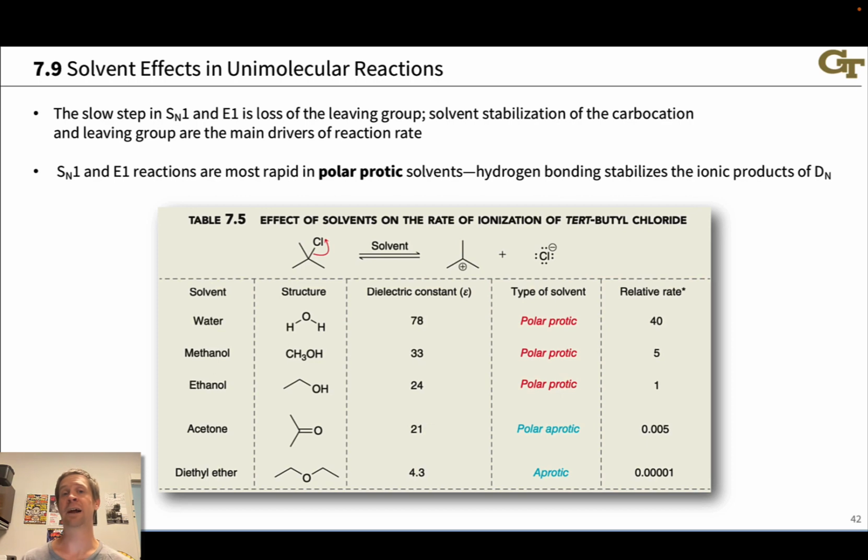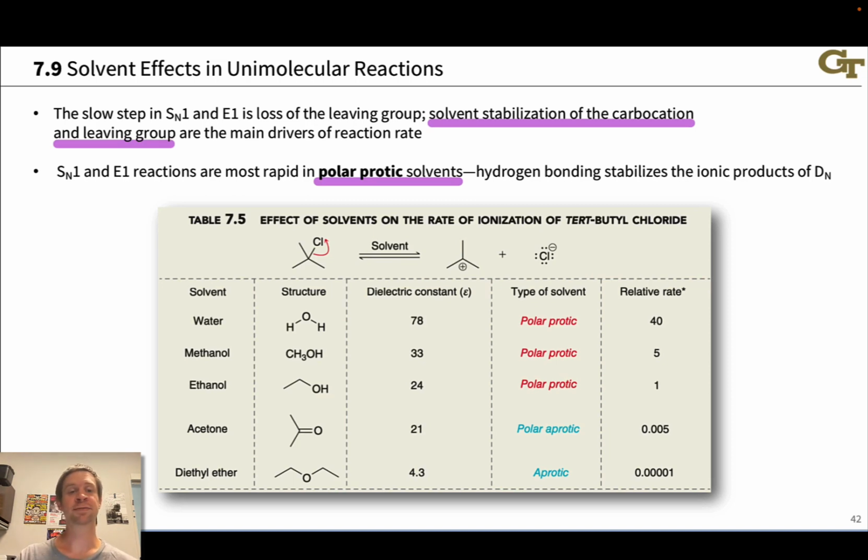In the SN2 reaction, protic solvents are actually disadvantageous, actually slow the reaction by hydrogen bonding to the nucleophile. For SN1 and E1 reactions, however, polar protic solvents accelerate the reaction dramatically because hydrogen bonding stabilizes the ionic products of the initial loss of a leaving group step. And so we have a different solvent effect here where polar protic solvents are advantageous for SN1 and E1 reactions. It's all about that first step in which the carbocation and the conjugate base of the leaving group, for example, Br- or Cl-, are formed.